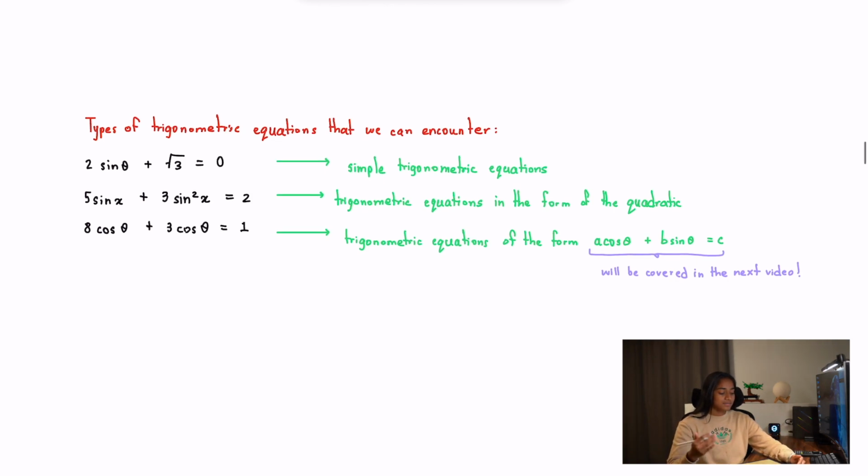There are three types of trig equations that we may encounter. The first type is simple trig equations. Looks like this. The second type is trig equations in the form of a quadratic. And the third type is trig equations of the form a cos θ plus b sin θ is equal to c, which will be covered in the next video.